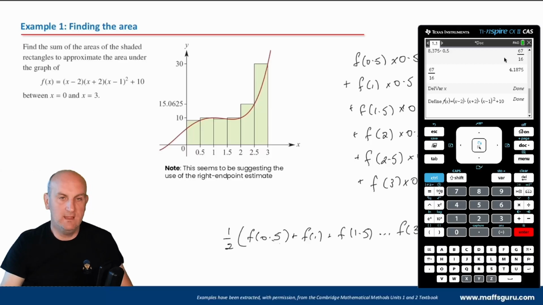I'm not overly sure, all right? So would you be expected to do lots and lots of this? Probably not, but it's one of those things I have seen in tests altogether. So there's my f of x.